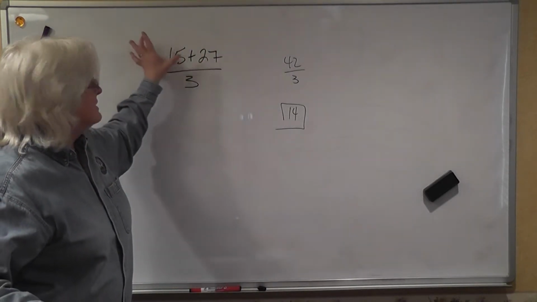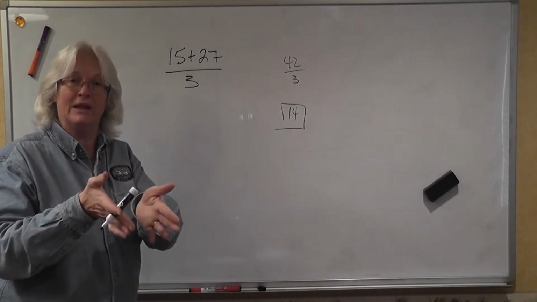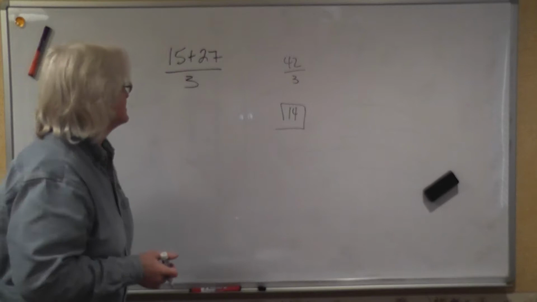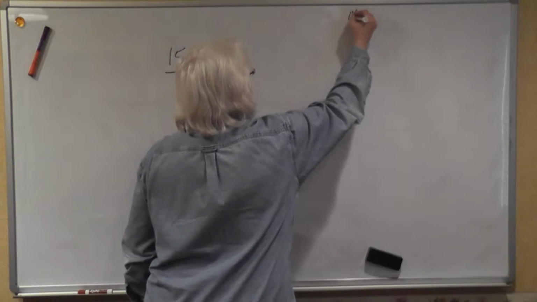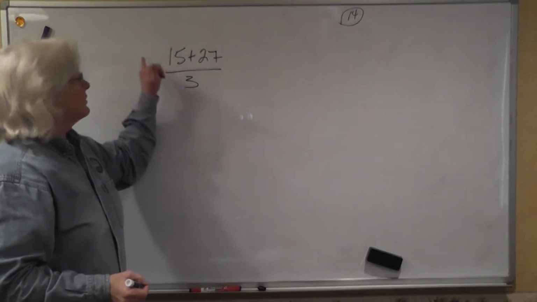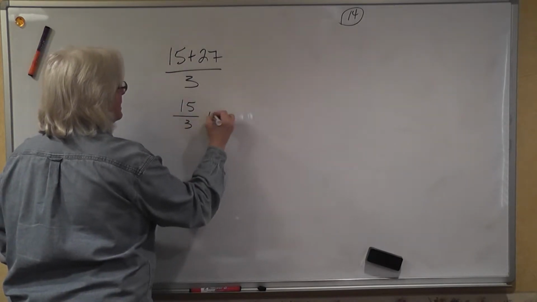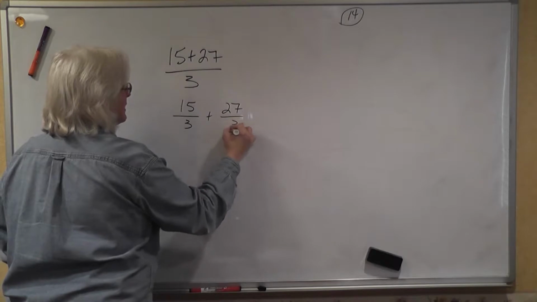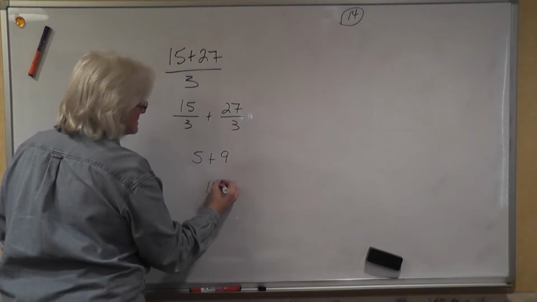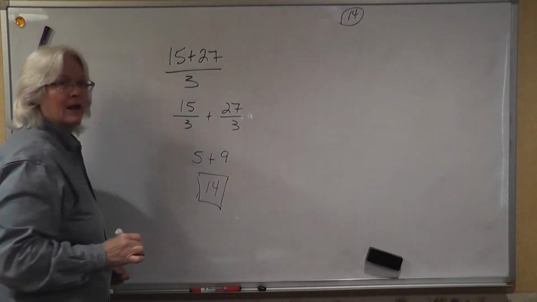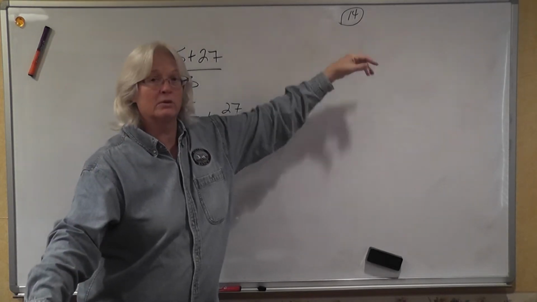Let's separate these addends. Remember, addends are what you put together. They're the things that you add that give you the answer to an addition problem, which is called a sum. So we already know the answer is 14. I'll put that up there. We're going to separate these addends: 15 divided by 3 plus 27 divided by 3. 15 divided by 3 is 5, plus 27 divided by 3 is 9. And look at that, we have 14 just the same way that we arrived at 14 here.